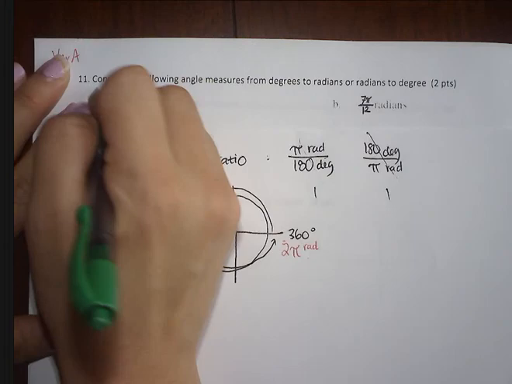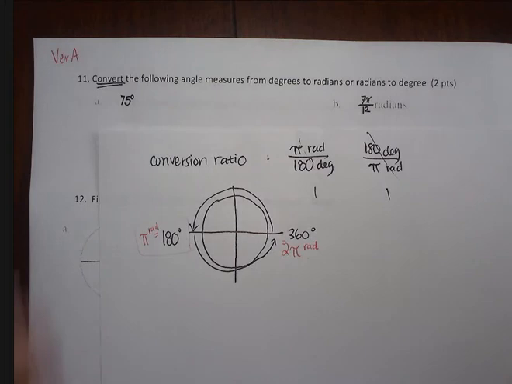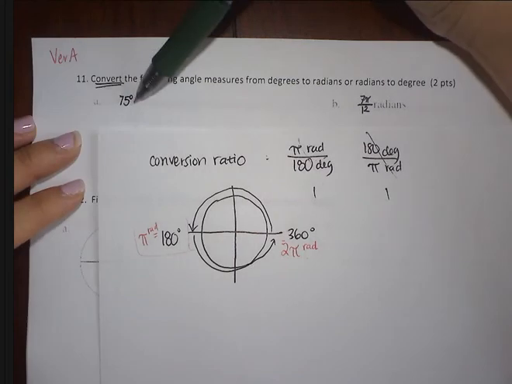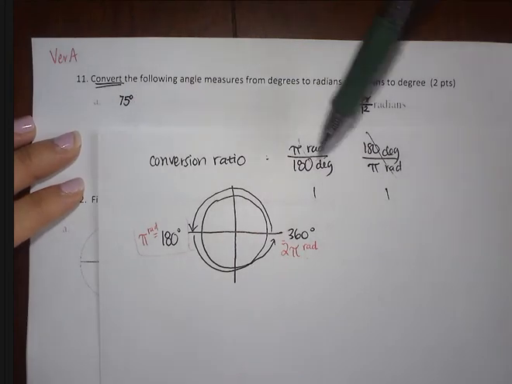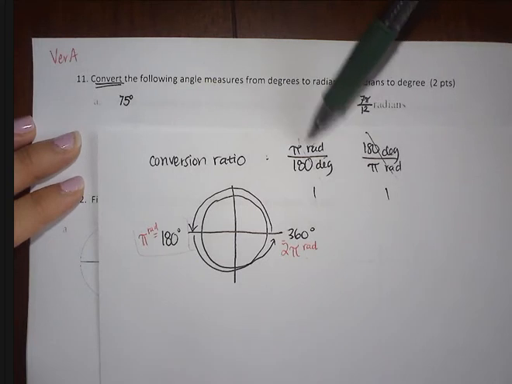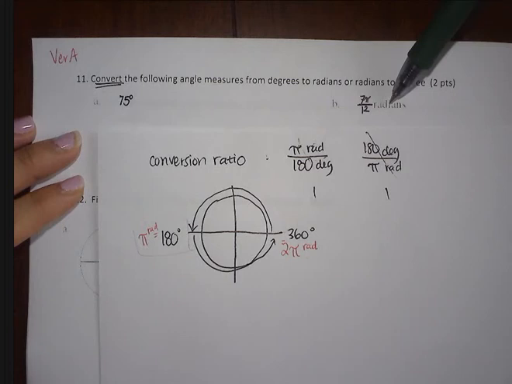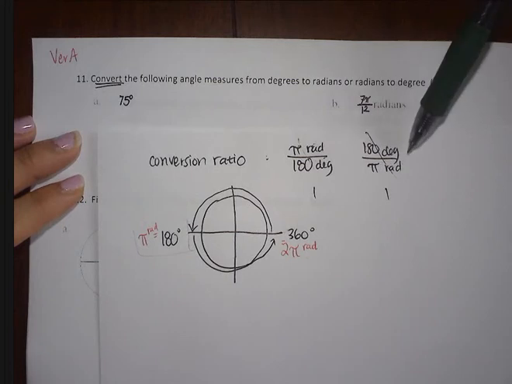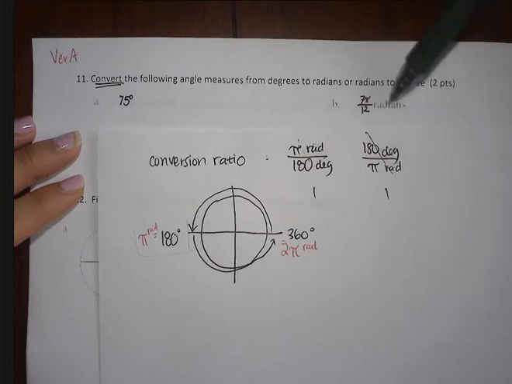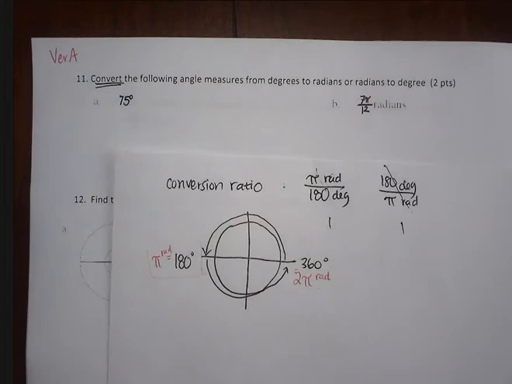So if we're converting from degrees and we want to end up with radians, we want to use this one, because we want the degrees to cancel out and we want to end up with radians. If we're going from radians to degrees, we're going to use this ratio because we want the radians to cancel out and end up with degrees. So this is just like conversions in chemistry.